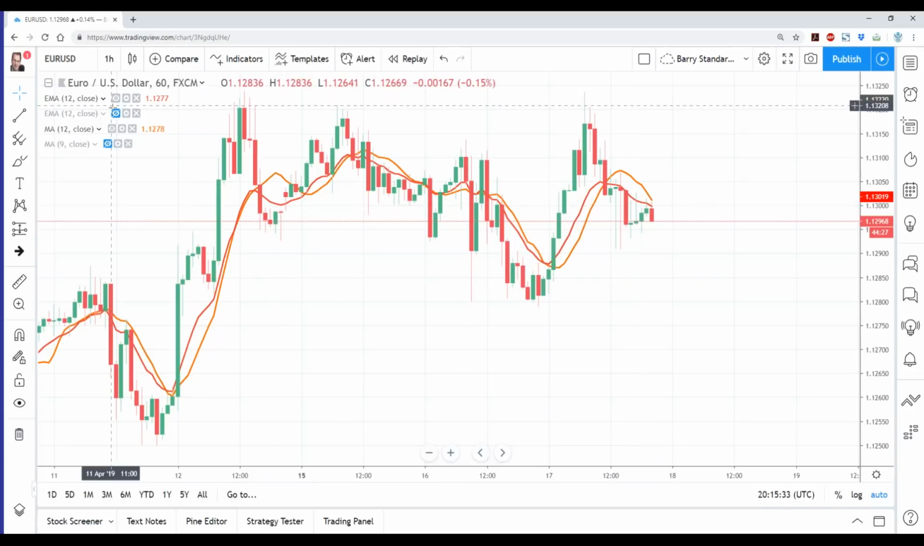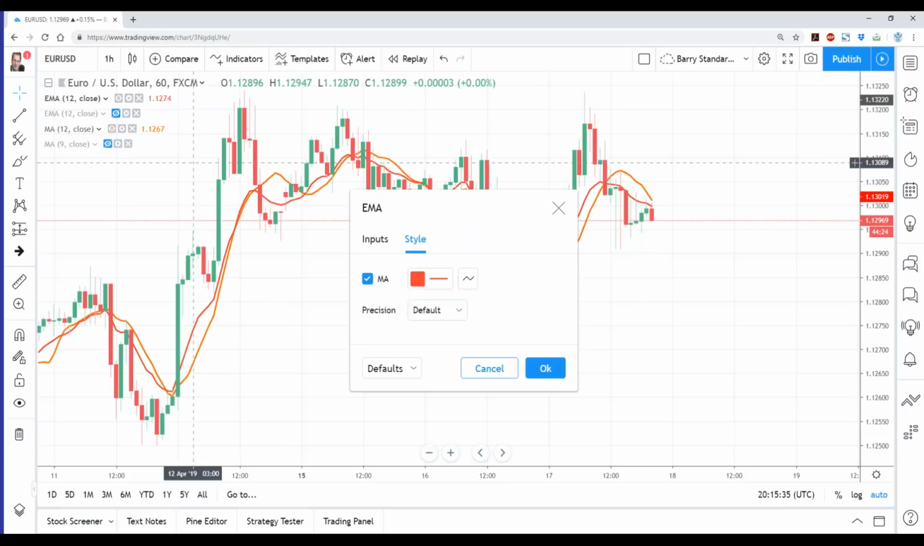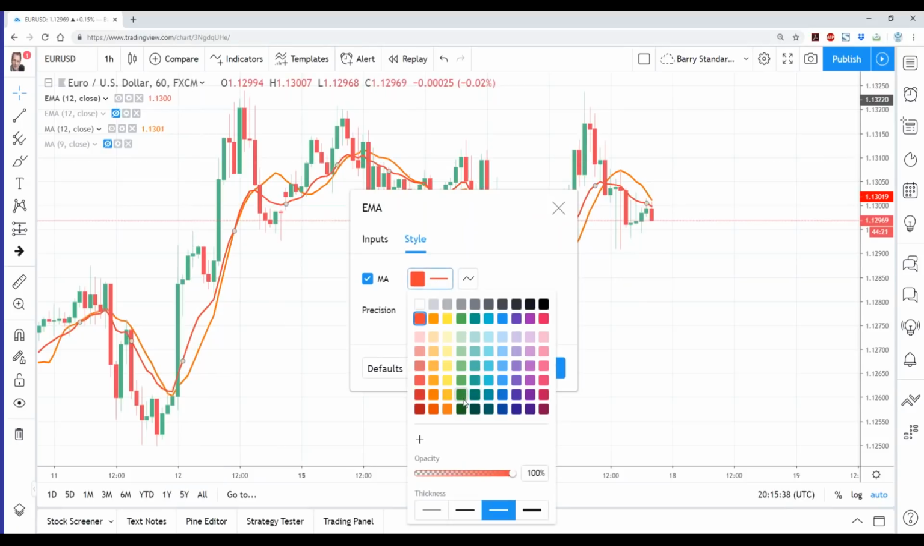No, too close in color. I just try to put them up so you can see them a little bit better. Let's make it a dark green.